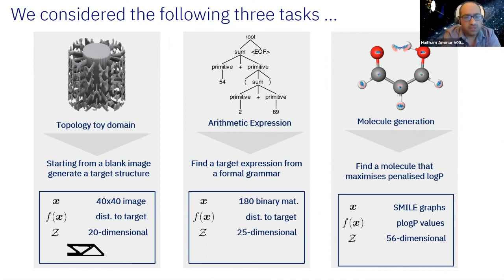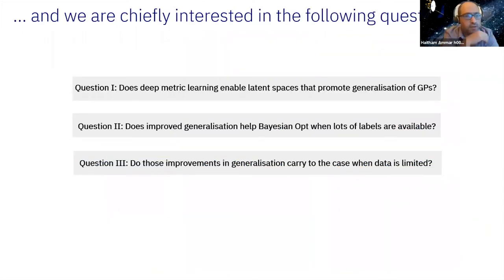And latent space was 56 dimensional. We wanted to answer the following three questions. The first question, we wanted to understand if this metric learning actually helps GPs. So can GPs generalize better by the usage of metric learning? And if they can generalize better by the usage of metric learning, then that means that metric learning has actually given us some nice discriminating features with respect to the black box, which was our goal to start with.